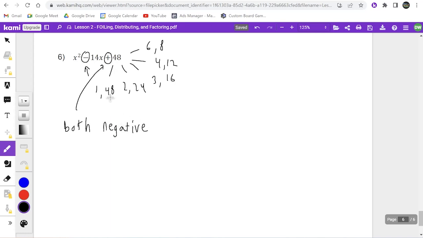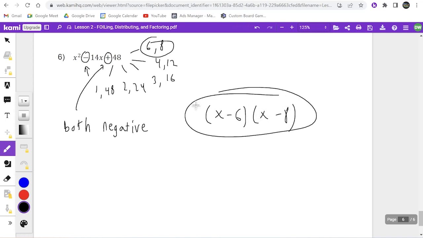So let's go through them. 1 plus 48 is 49. Wrong. 2 plus 24 is 26. Wrong. 3 plus 16 is 19. Wrong. 4 plus 12 is 16. Wrong. 6 plus 8 is 14. It was the last one. Look at that. And since they're both negative, I immediately know the answer. It's x minus 6 times x minus 8. And there we go. And again, you can always check your answer by factoring and foiling. Any questions on number 6?